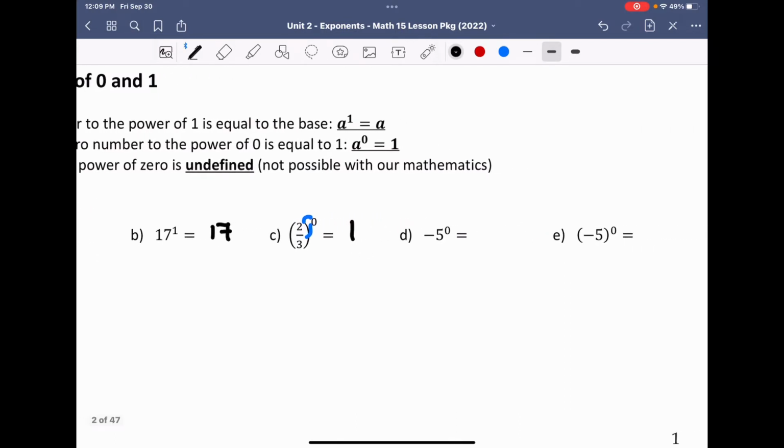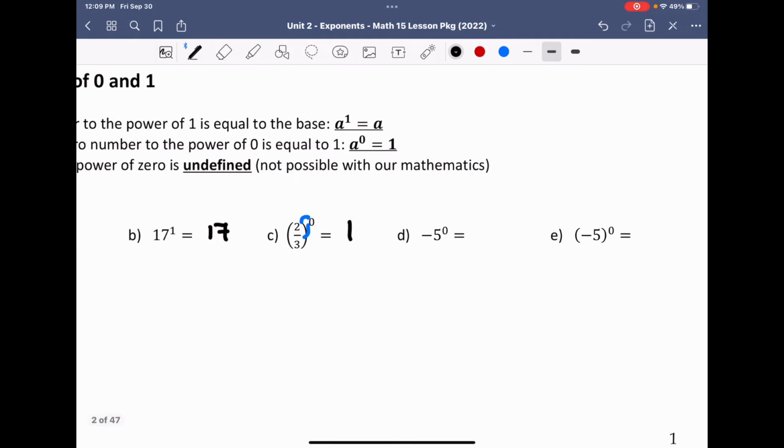Now this one's a little trickier because we have 5 to the 0, but what happens with this negative? The negative is not attached to the exponent 0. There's no brackets around the negative and the 5. So the 5 is the only thing that applies to the 0. This means I have a negative and 5 to the power of 0, which is 1.